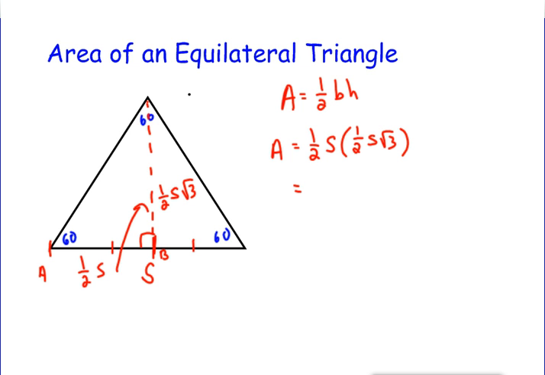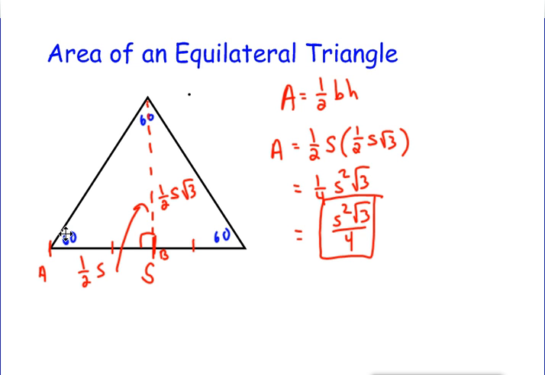Now we do some simplifying. The 1/2 times 1/2 is 1/4. S times S is S squared, and then times root 3, or what's commonly seen as S squared root 3 over 4. And that is the area of an equilateral triangle.